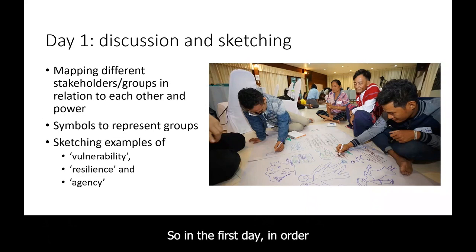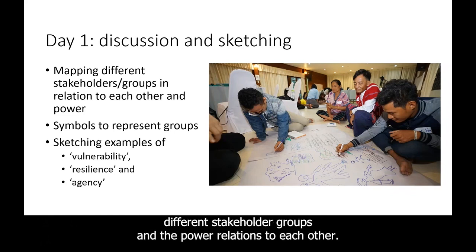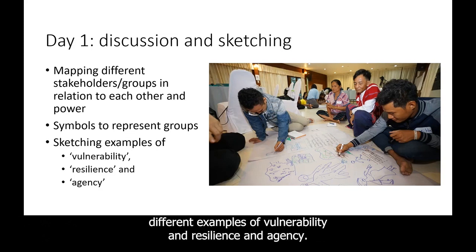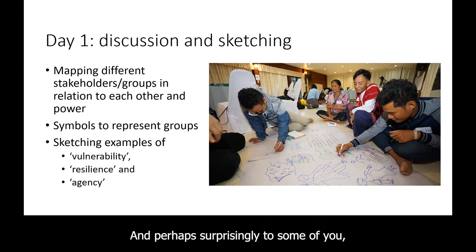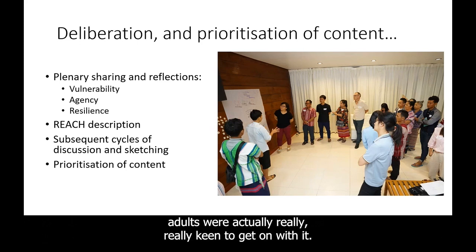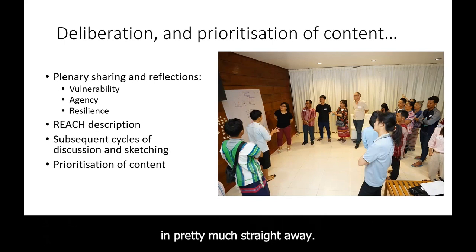So in the first day, in order to help discussions and to enable people to talk about their views, we encouraged participants to map different stakeholder groups and the power relations to each other. They were encouraged to use symbols to represent different groups and to sketch different examples of vulnerability and resilience and agency. And perhaps surprisingly to some of you, adults were actually really keen to get on with it, and they really enjoyed it. They got stuck in pretty much straight away.